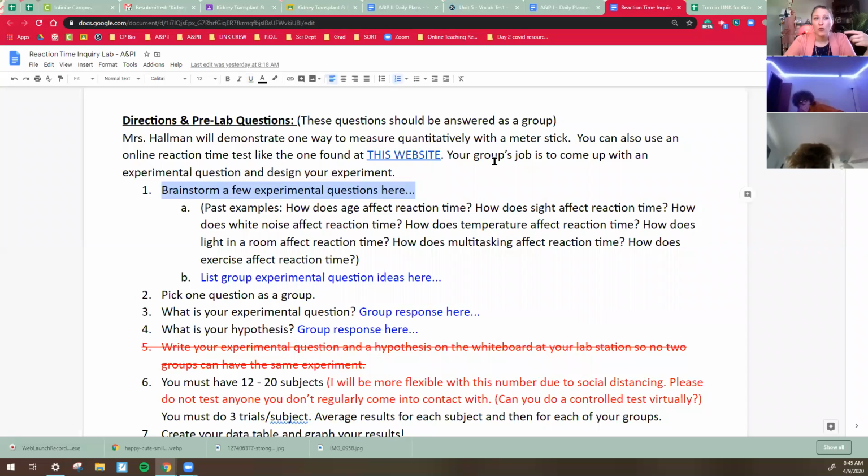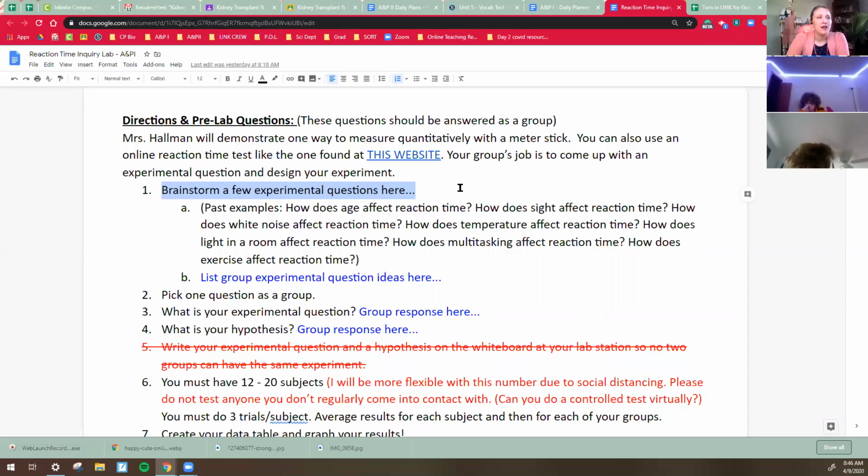So in other words, can you react quicker if you hear something or if you see something? How does white noise affect reaction time? How does temperature? I've had people in the past successfully dip the person's hand in cold water versus room temperature water versus hot water, and then try to have them catch the meter stick and see whether or not it affected their muscles and the reaction time.